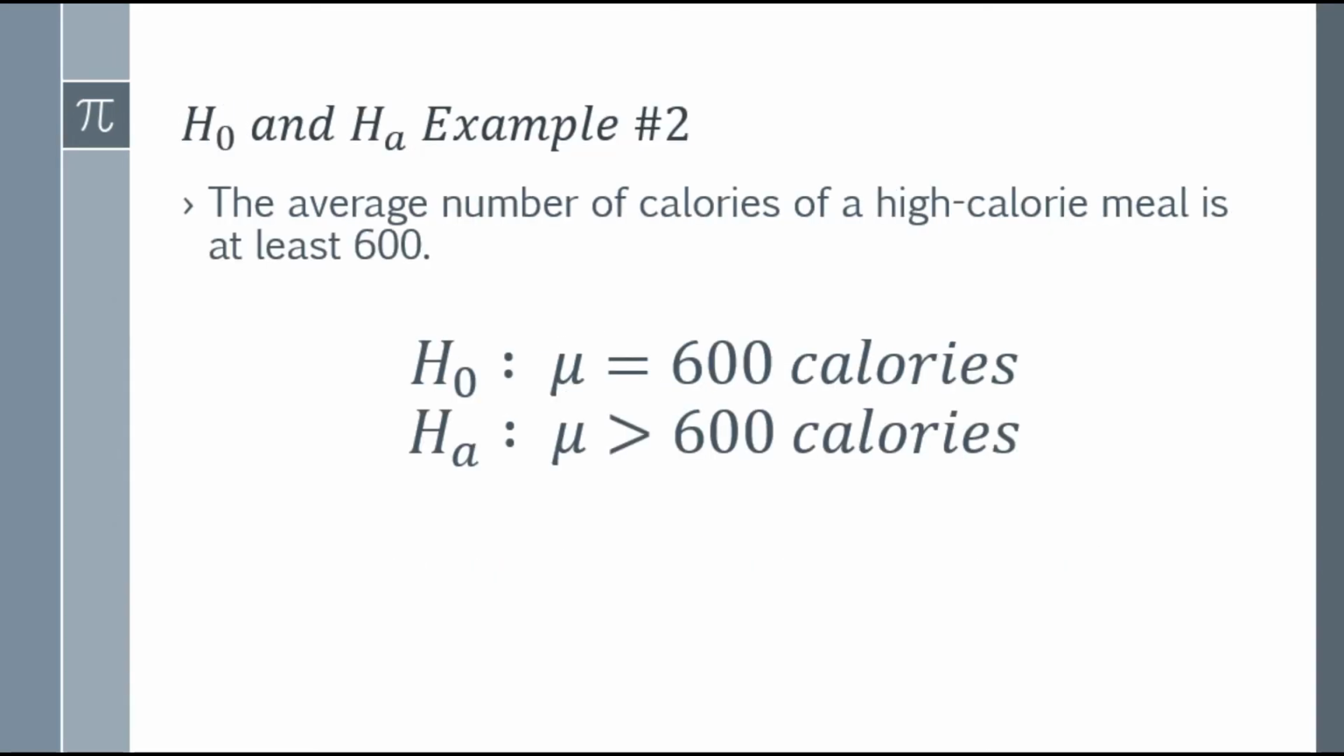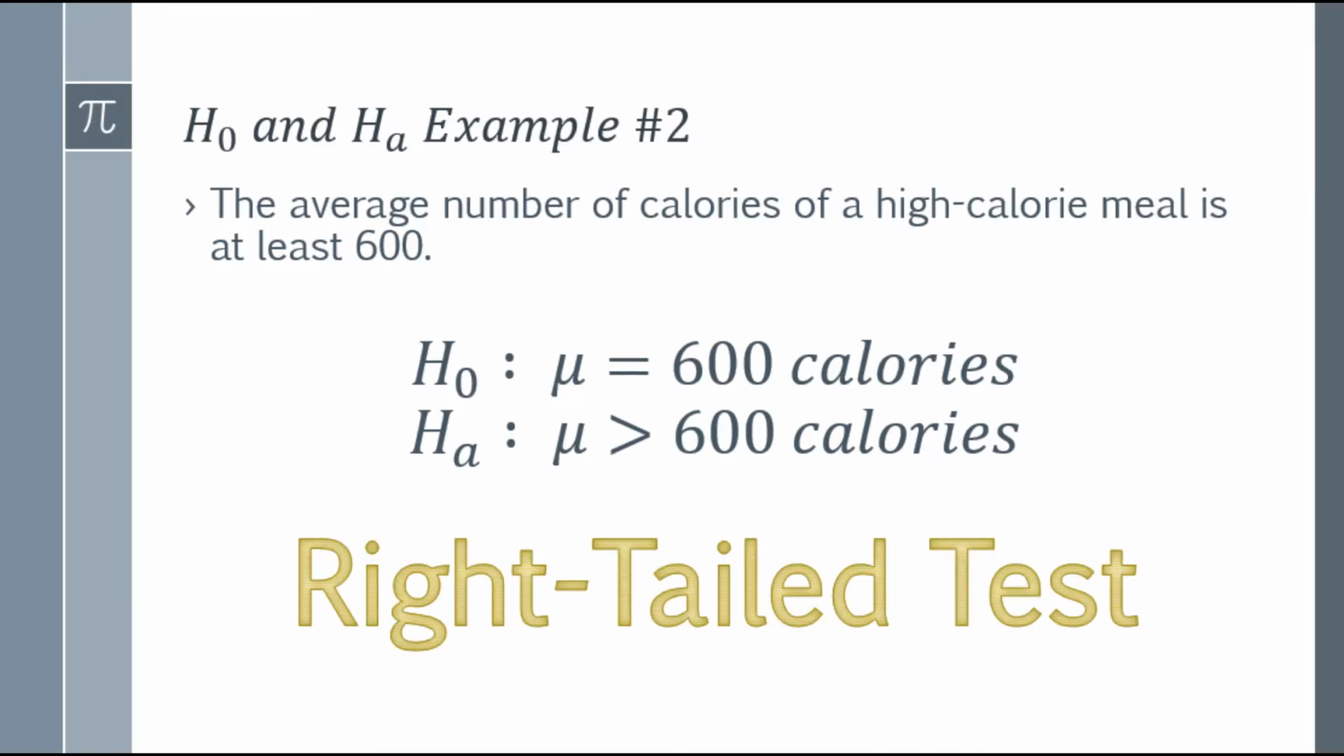Example number 2. The average number of calories of a high-calorie meal is at least 600. So, H0, mean is equal to 600 calories. At ang HA natin, that will be mean is greater than 600 calories. Remember, pag equal and greater than, that will be a right-tailed test.